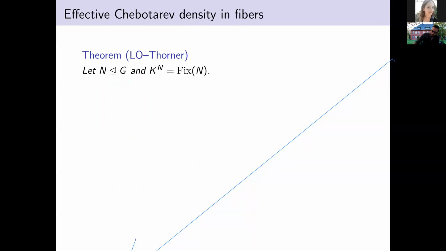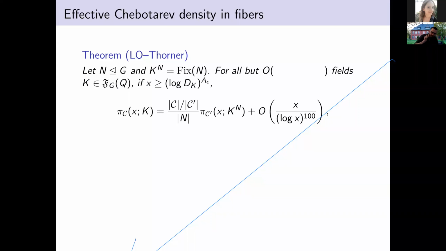All right. So let N be a normal subgroup of our Galois group G, and let K_N denote the fixed field of N. And then we get an effective Chebotarev density theorem in this fibers world for X that are bigger than this large power of the discriminant. We get it in this form.